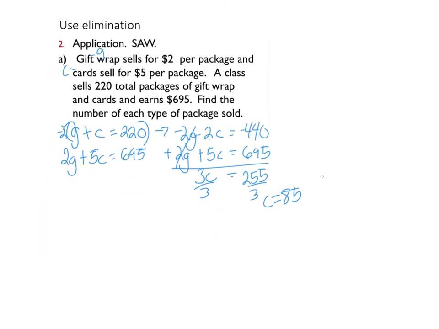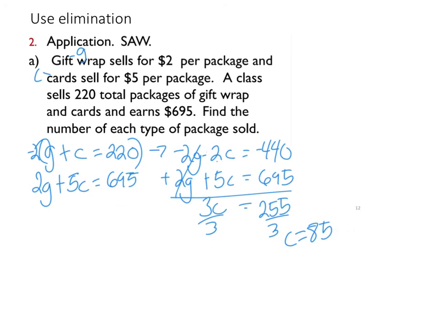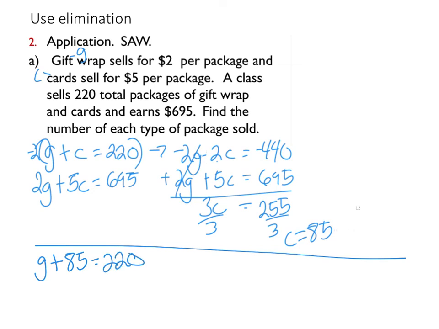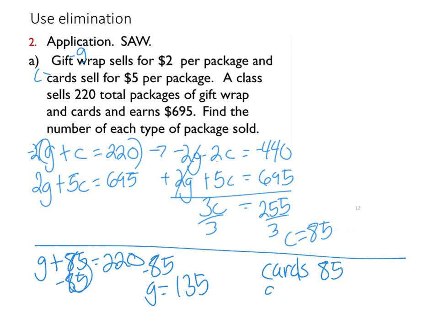Now I need to see how many gift wrap I sold. So now I'm going to just plug my 85 into my first equation. G plus 85 equals 220. Subtract 85 on both sides. G equals 135. So cards, 85 cards. Gift wrap, 135.